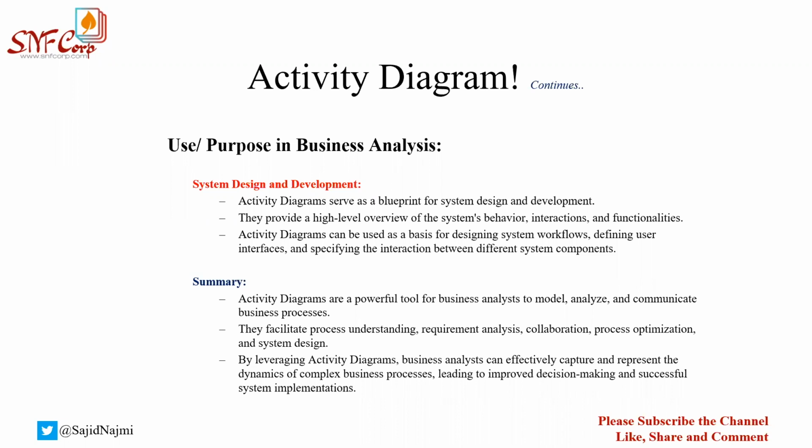So we were talking about system design and development. As I said, once we have that diagram drawn, we can use that as a blueprint and actually go ahead and start developing the system, like the actual software designing. The system architects can use this data and start designing the systems, and actual development can start. Once we have the system design, this can be used as a high-level overview of the system's behavior: how the system will behave, all the different interactions, and all the functionalities can be captured using these diagrams.